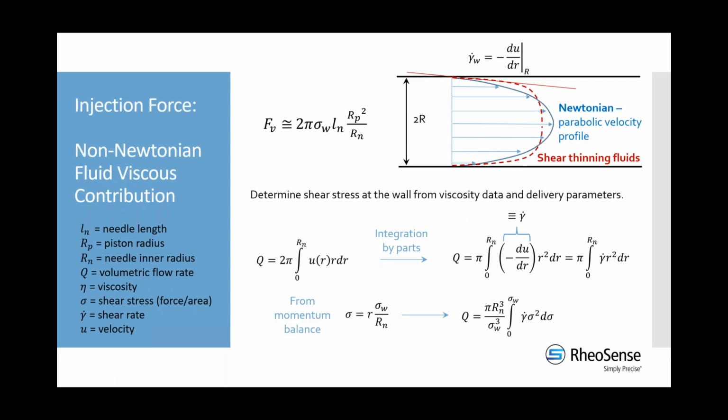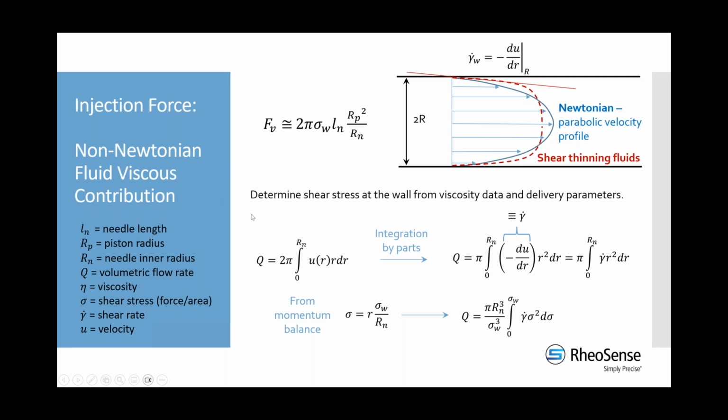Okay, so now we need to figure out how we're going to get this shear stress at the wall from our data. So we need to figure out how we're going to get this shear stress from not only our data actually, but also our delivery parameters. We'll find out that it's related to that as well.